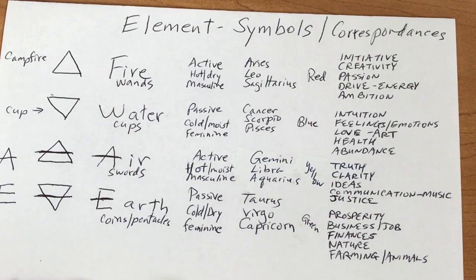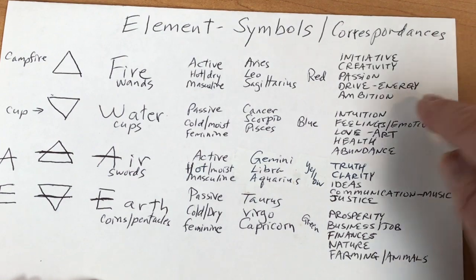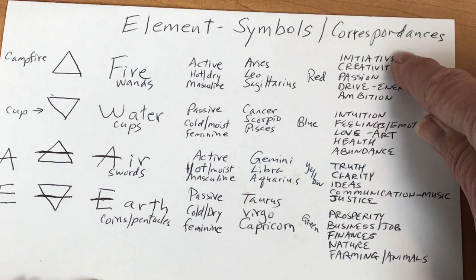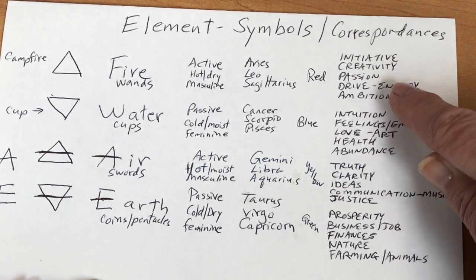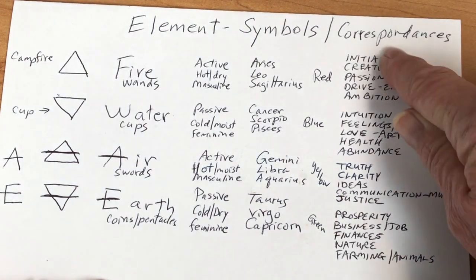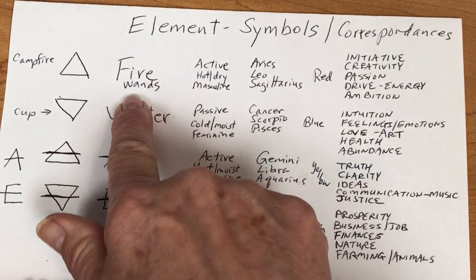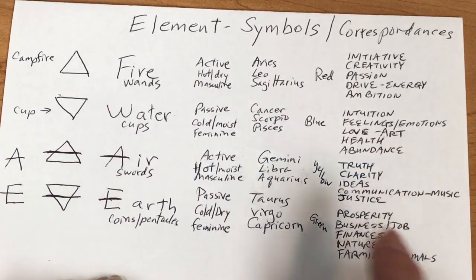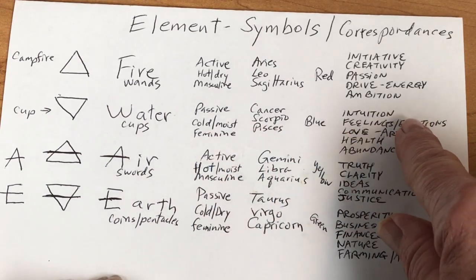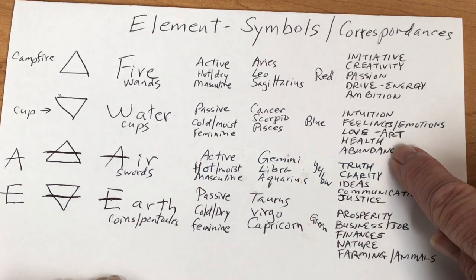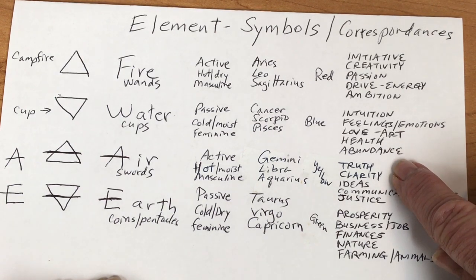And then we have some ideas that are kind of keywords that I thought I'd give you that are associated with the different elements and suits. For fire, or for wands, we have initiative, creativity, passion, drive or energy, and ambition. So that in general relates to all the cards in the suit of wands. And then you can further refine the meaning depending on the number. The suit of cups generally represents intuition, feelings, emotions, love, art, health, and abundance.